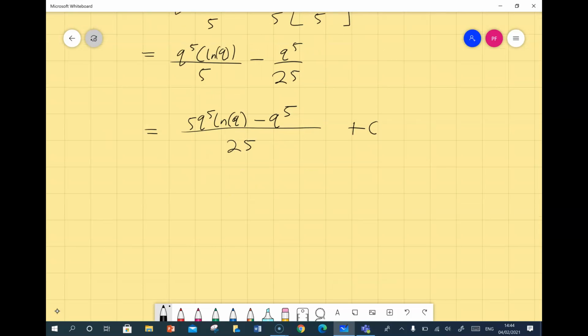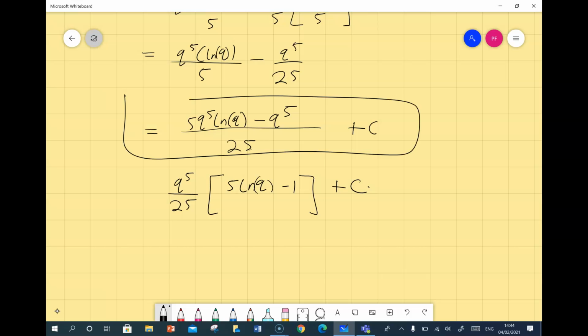Different ways to present it. We could factorize out our q to the power of 5s on top, out to the very edge, and we could even bring our 25 out with it if we wanted to. There's no need to do this at all. And have 5 times the natural log of q minus 1. That will do fine as well, but I'd leave it like this. Okay. Anyway, check for any stupid mistakes as usual, and get back to me if you spot any.